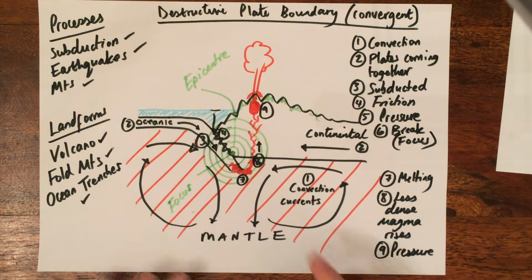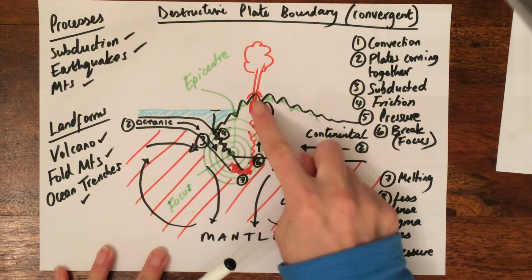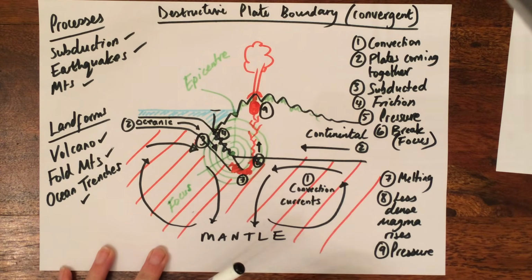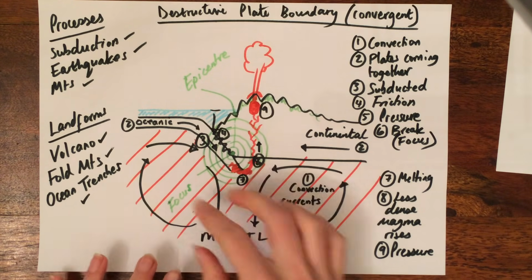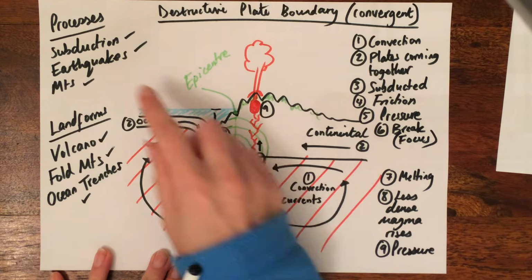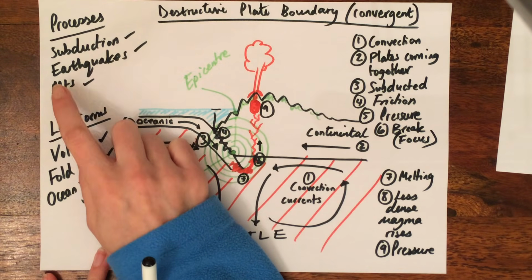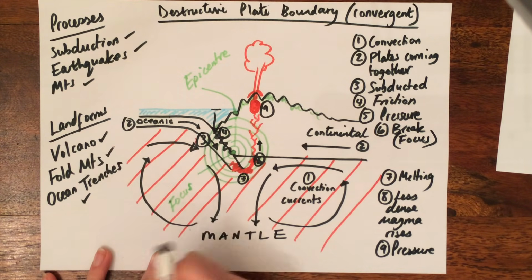Okay, so those are the landforms we've got. Volcano, fold mountains, ocean trench. They are landforms, we can see them, they are physical features on the Earth's surface. And the processes, the movement, the things that are happening are subduction, mountain building and earthquakes.